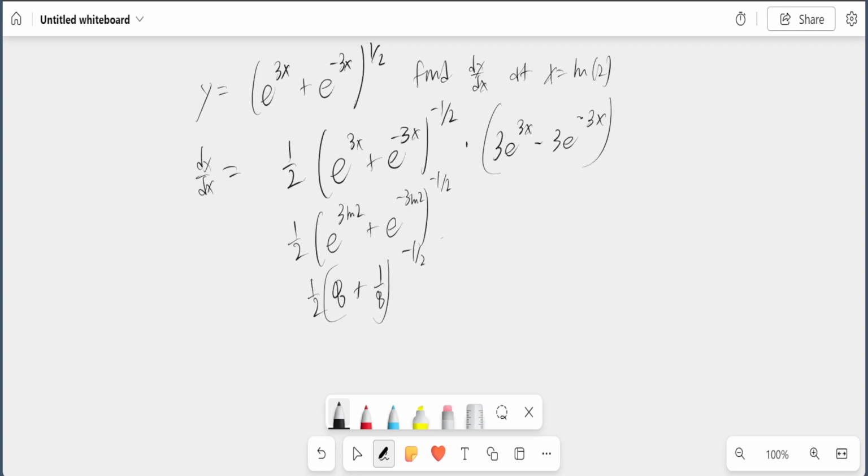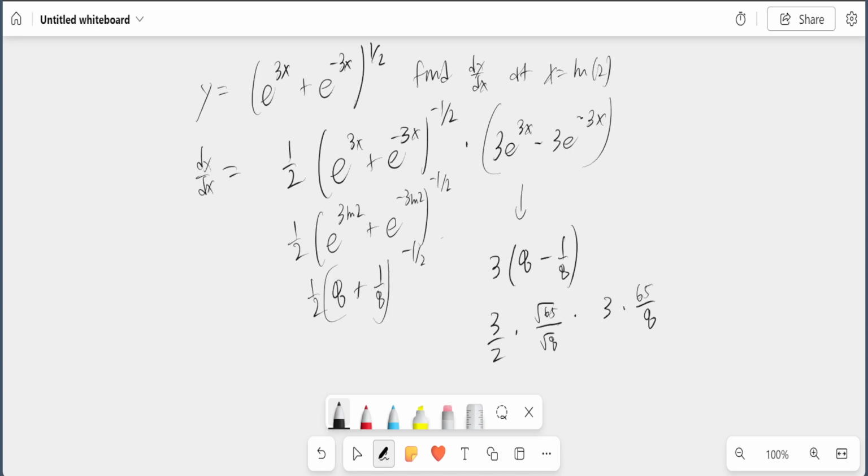Now let me do this one. It won't be the same thing, but it'll be 3 times 8 minus 1/8, right? Yeah, that should be it. Okay, so then it's 3 over 2 times 8 plus 1 over 8, which would be 65 over 8. So square root 65 over square root 8 times 3 times 65 over square root 8. No, there's no square root. So 65 over 8.